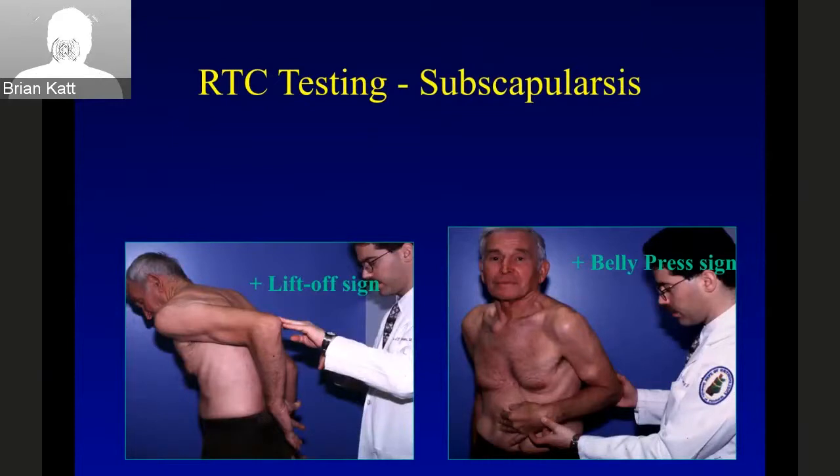The subscapularis, that's pretty rare, but in an older gentleman that has a fall, he might have a massive rotator cuff tear where they tear the whole thing off, and the subscapularis will be involved. That's usually a slightly more extensive surgery, and these are just two tests we do, the lift off and the belly press, to see if the subscapularis is torn as well.